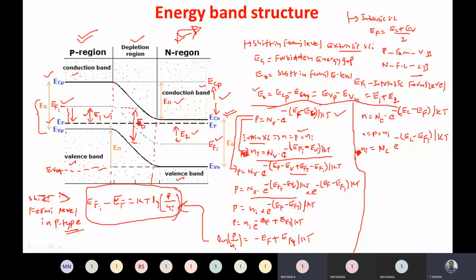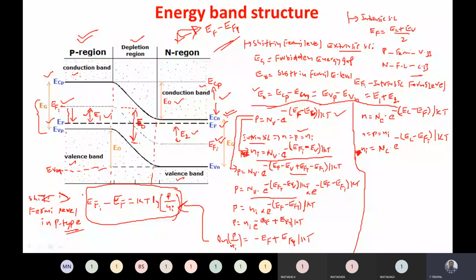EF minus EFI. Shift in Fermi level. It has been shifted from the intrinsic level to EF. So this one we have to prove. Previously we have proved EFI minus EF, which is for p-type. Now we have to prove for EF minus EFI.